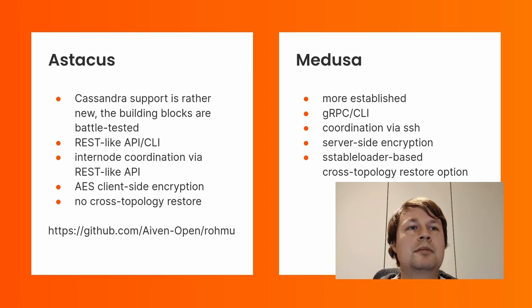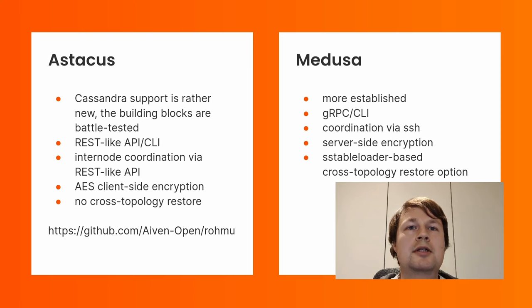In Medusa, the backups are invoked via a command line interface or via a gRPC API, and the coordination happens by SSHing onto nodes. Under some circumstances, it might be easier to open a port for HTTP in the firewall rules than configuring a full-fledged SSH access between the nodes, for example.